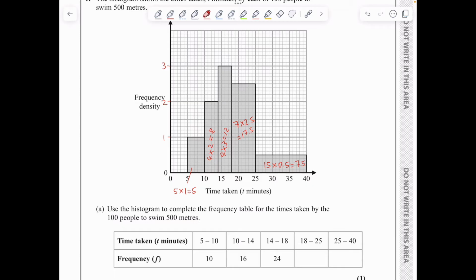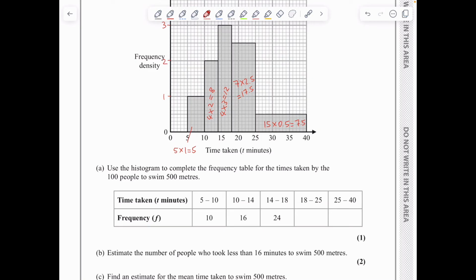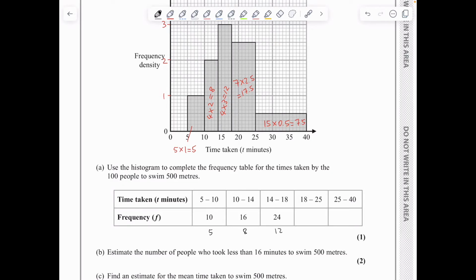And we said that the frequency is proportional to the area. So I'm just going to write down below each frequency the corresponding areas we just found. So for the first class here with a frequency of 10, the area was 5. Then it was 8, then it was 12. So we can see the relationship here. The area times 2 will give me the frequency.